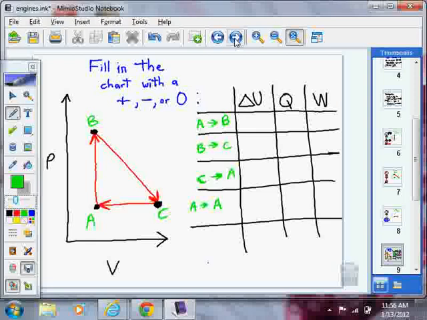Now, a lot of times, you're going to have to fill out this chart over here on the right, and you're going to have to calculate the change in internal energy, the heat, and the work for each of the thermal processes: from A to B, from B to C, and from C to A. Sometimes you're asked to just fill out the chart like I did here and put in whether it's positive or negative.